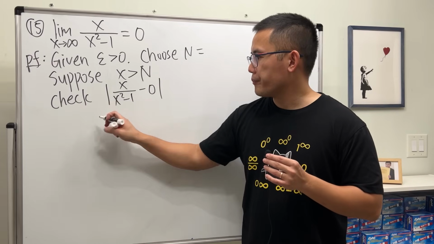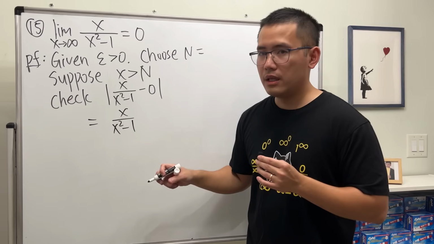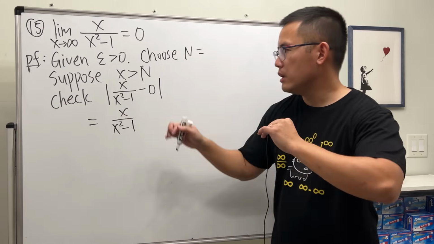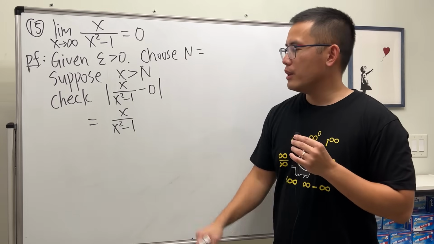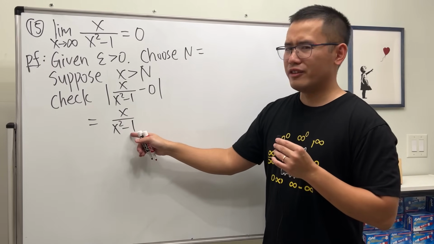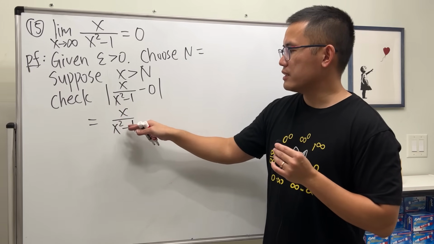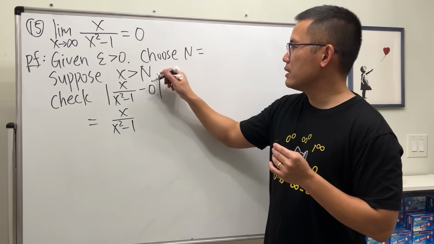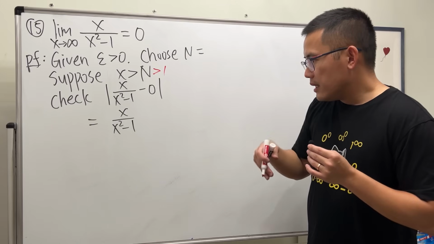Check this out though. You will just have x over x squared minus 1. How can we provide a condition here so we don't need to put down the absolute value? On the top, x should be greater than 0, but here we have a minus 1. So we really want to make sure x is greater than the square root of 1, which is just 1. Let's put that down for now so we can just ignore the absolute value. Now what?